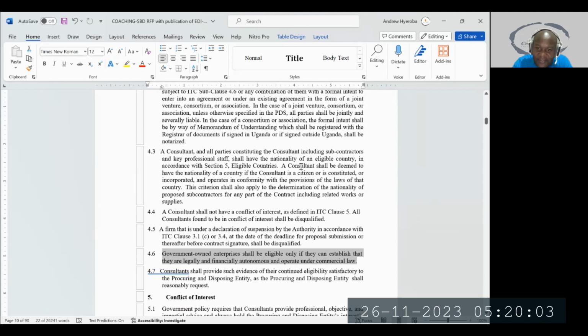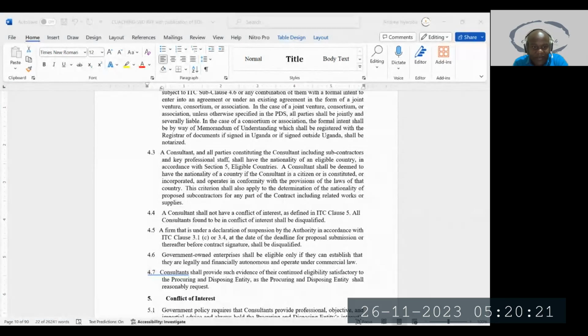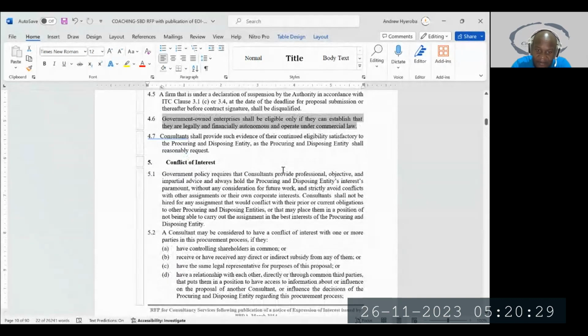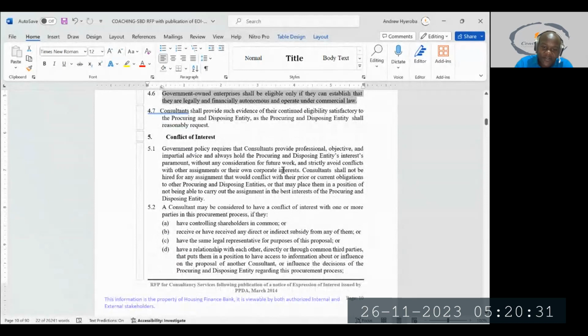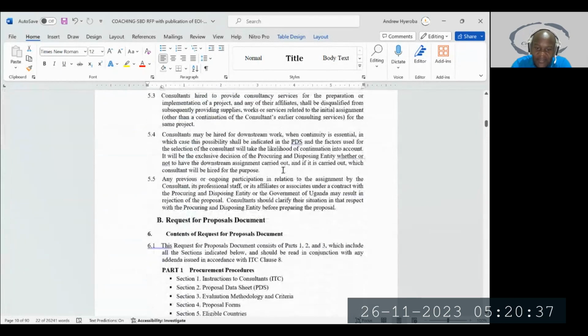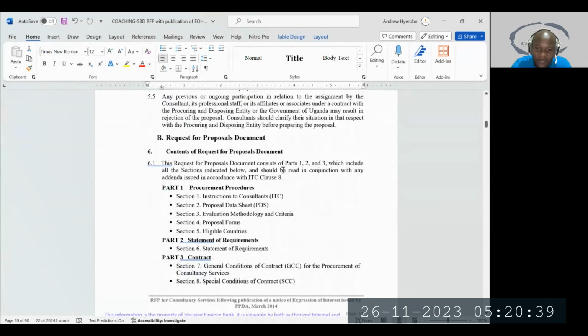Consultant shall have the nationality of an eligible country in accordance with Section 5, eligible country. You get that? So sometimes because it's a local bid, they'll ask you to submit national IDs to prove that you are Ugandan, because there's the build Uganda by Ugandans. So all this is part of the expectation in writing your public bid. And then there's issues of conflict of interest. You must declare conflict of interest, etc., etc.